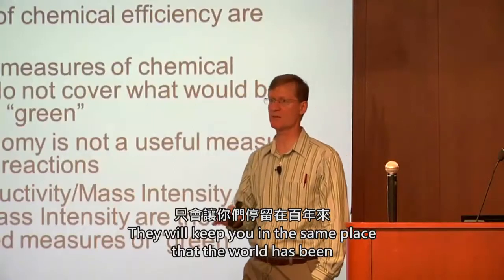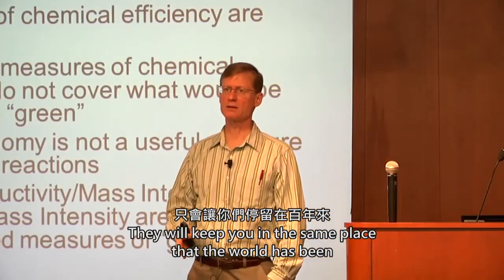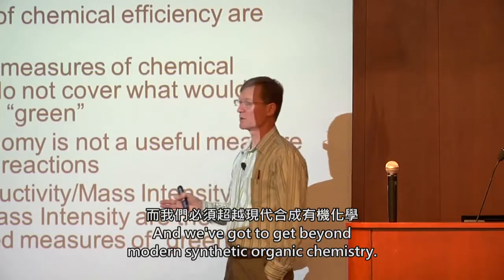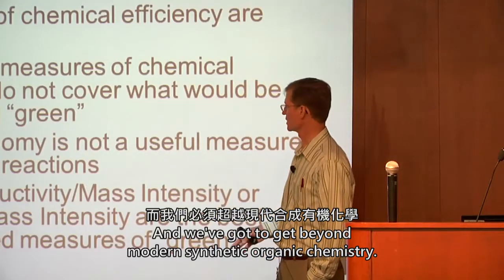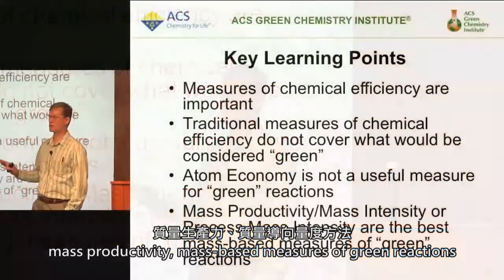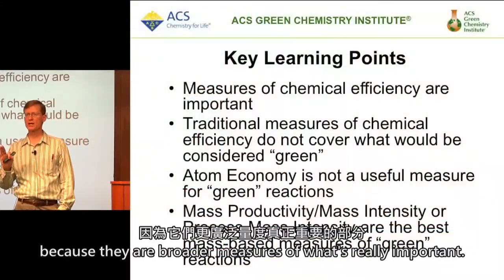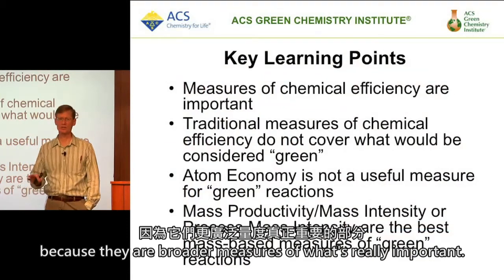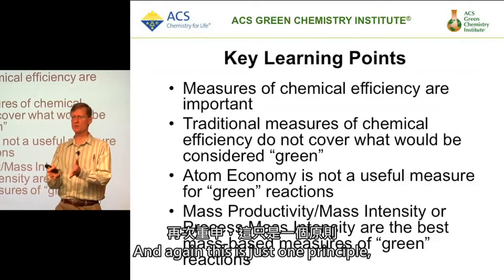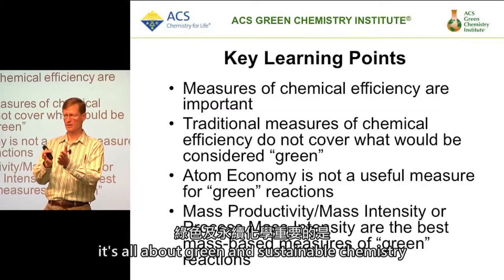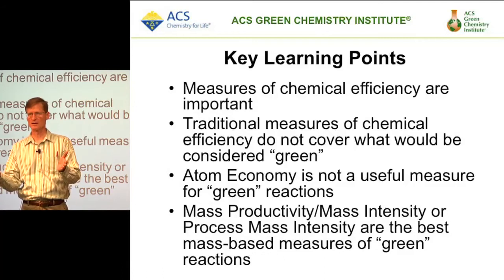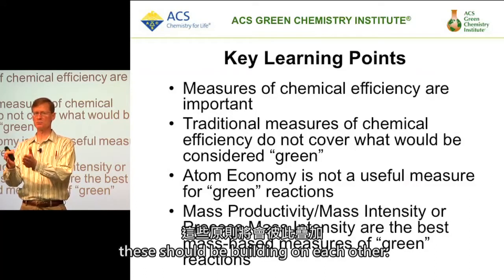They will keep you in the same place that the world has been for at least 100 years in modern synthetic organic chemistry. And we've got to get beyond modern synthetic organic chemistry. Mass intensity, mass productivity, mass-based measures of green reactions are better measures because they are broader measures of what's really important. And again, this is just one principle. Green and sustainable chemistry is all about application of all 12 principles, right? So as we go through the day, these should be building on each other.